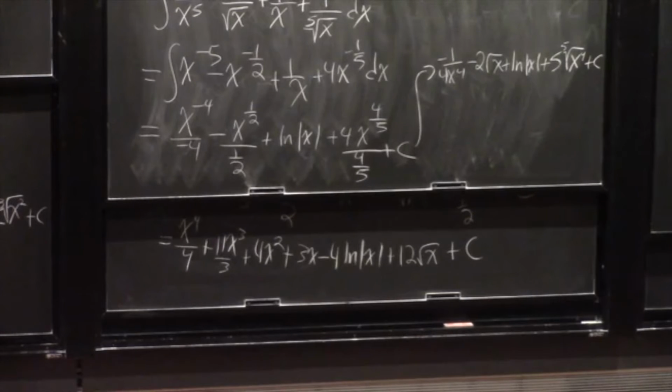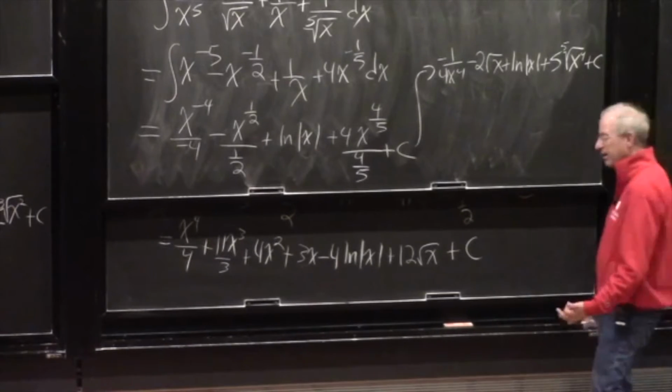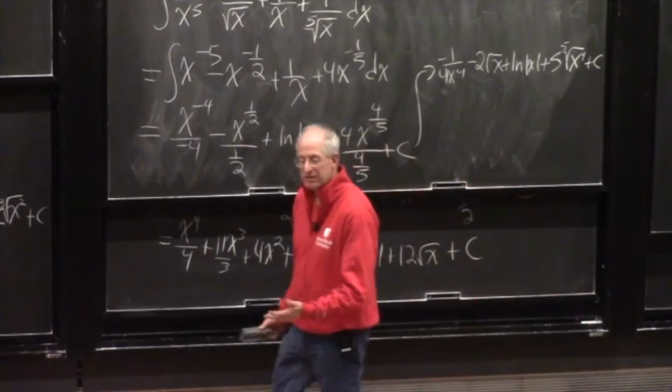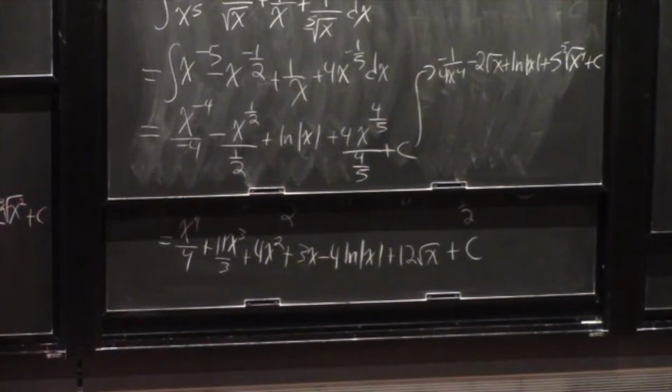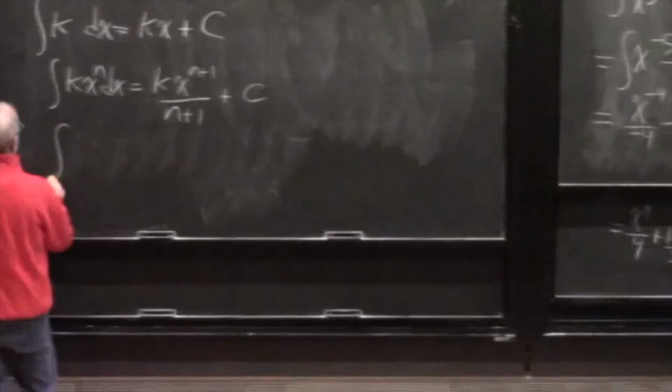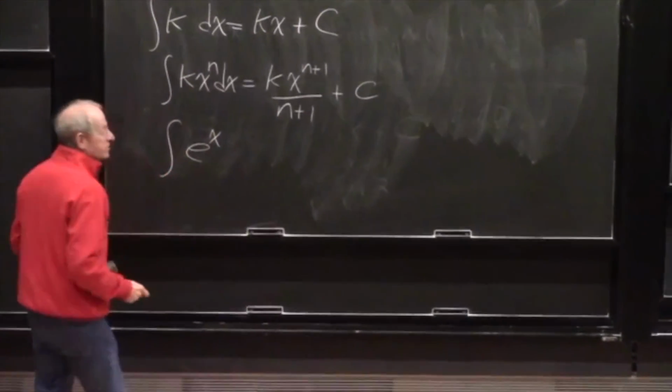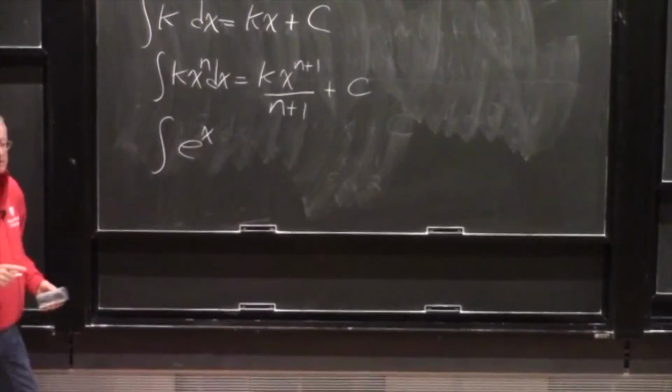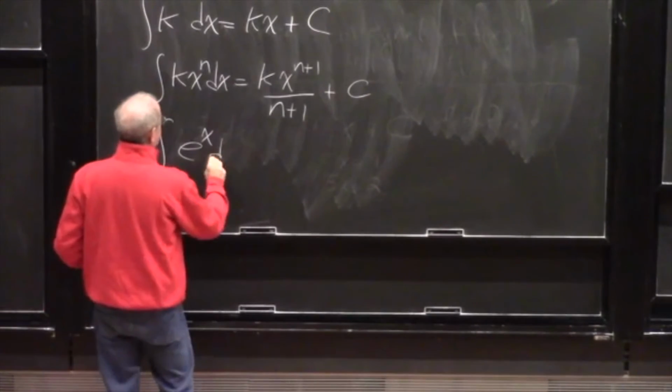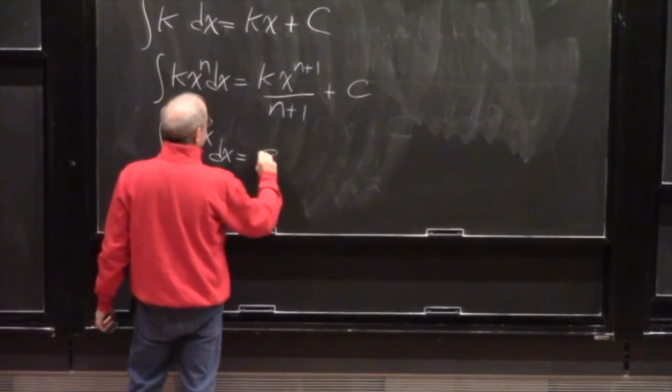Okay. One last type. We did polynomials, square roots, log. Are we forgetting anything? Oh yeah. Forgetting one. What's the integral of e to the x? Well, what's the derivative of e to the x? E to the x. What do you think the antiderivative of e to the x is? E to the x.